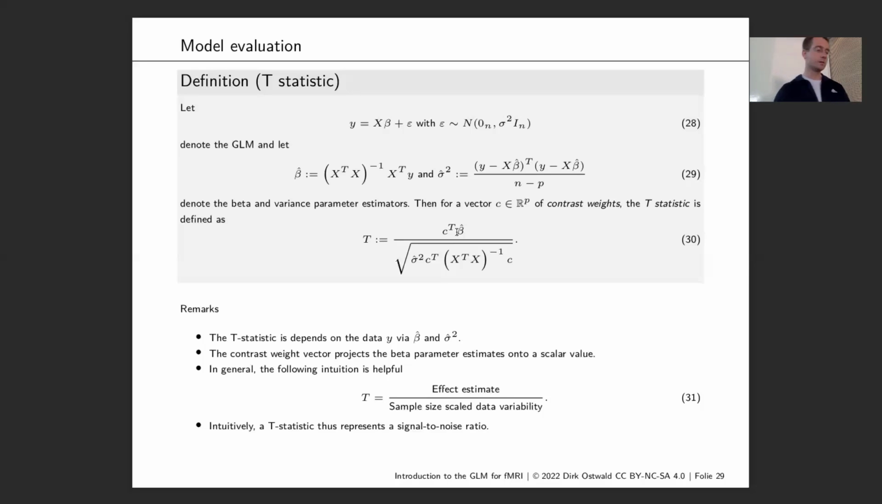As a first rule of thumb, it makes sense to think about T statistics as a ratio between an effect estimate and a sample size scaled data variability estimate. So essentially, t-values are always signal to noise ratios. It is not only telling you how strong your signal is in terms of your beta hat parameter estimate, but also how that relates to the residual variability, or the noise, in your data.